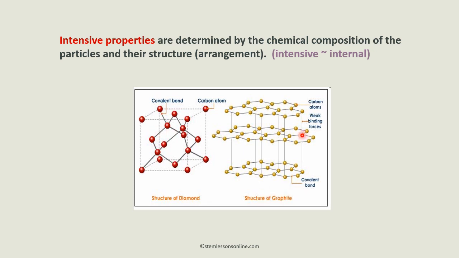You already know the properties of diamond are different from the properties of graphite. Even though they are the same material made of carbon, the arrangement makes the difference. So the hardness of diamond is different from the hardness of graphite. So that is an intensive property. Hardness is an intensive property. If you take a small piece of diamond or a big piece of diamond, the hardness of diamond will be the same.